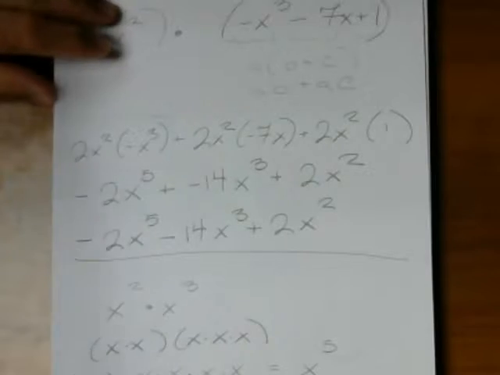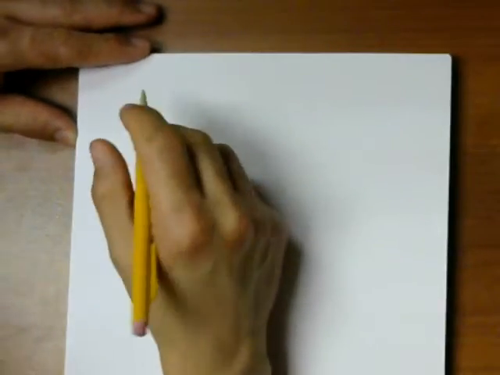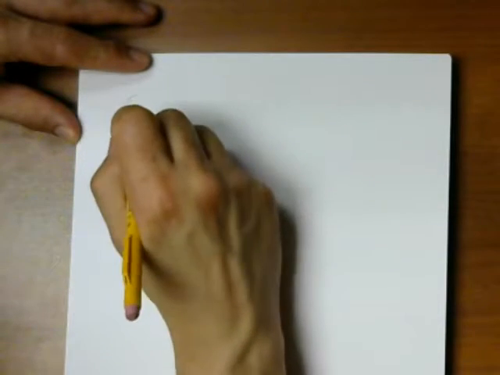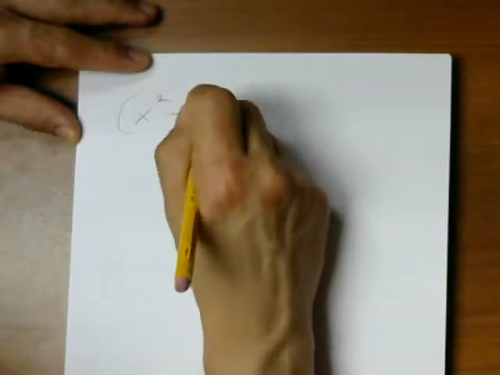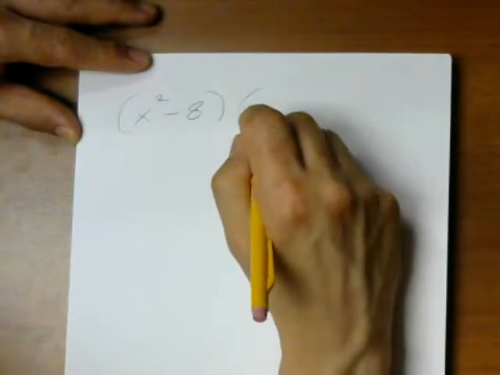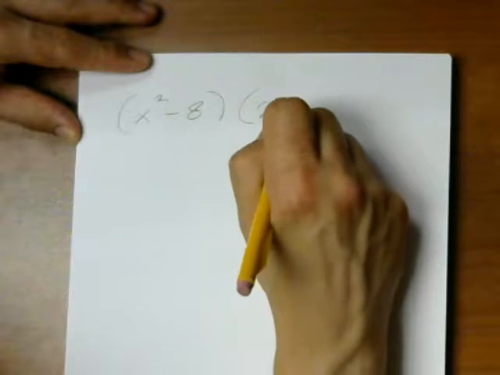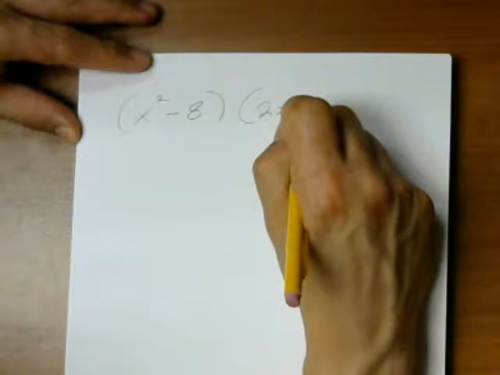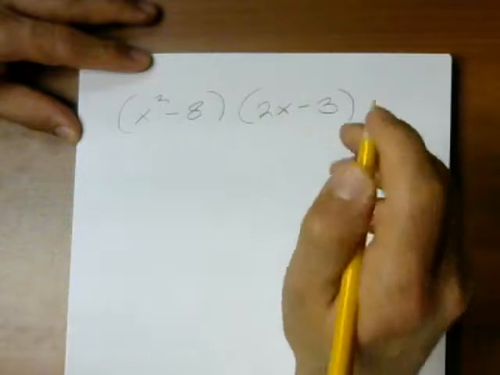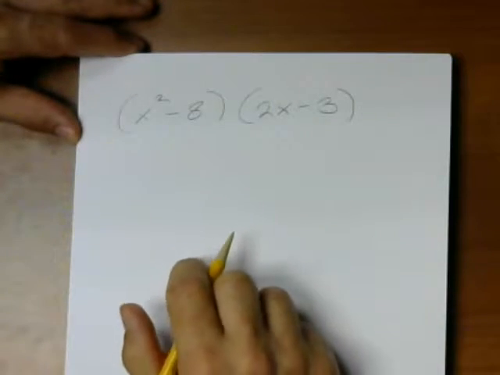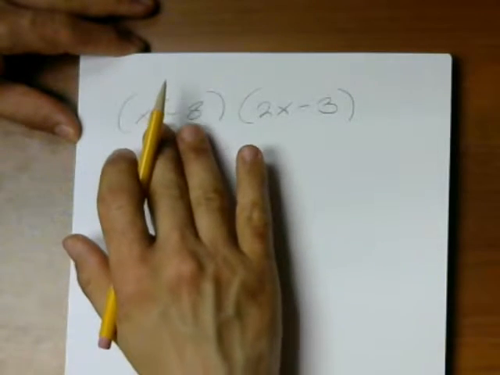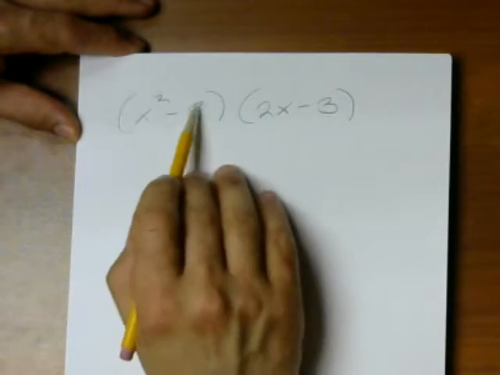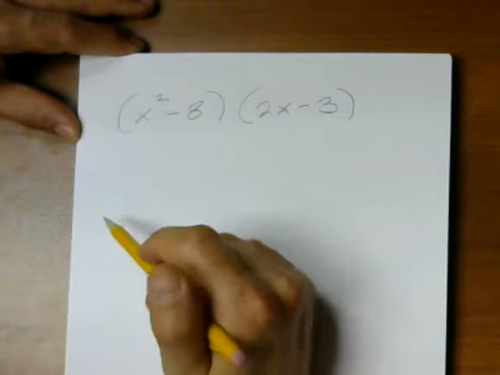Okay, but maybe we want to multiply something else. So let's try to multiply two other polynomials. Let's do sort of a simple example. Let's try x squared minus 8 times 2x minus 3. Okay, so maybe a little more complicated than the last one because we don't just have one monomial. We have a binomial right here that we're multiplying.